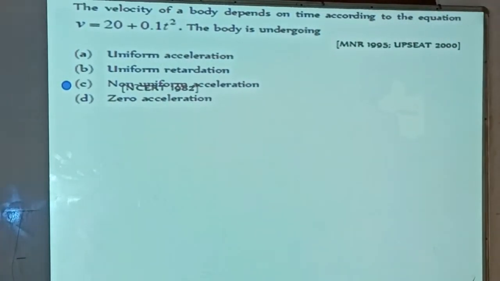So next question: the velocity of a body depends on time according to the equation v is equal to 20 plus 0.1 t square. The body is undergoing uniform acceleration, uniform retardation, non-uniform acceleration, or zero acceleration, right?